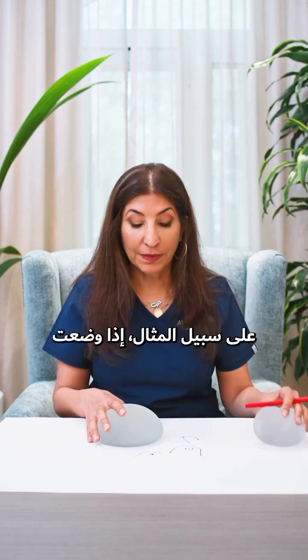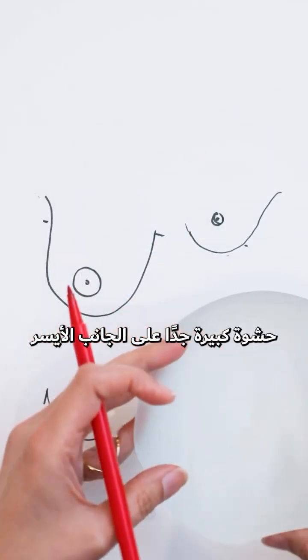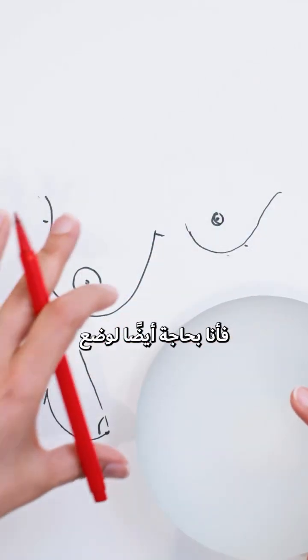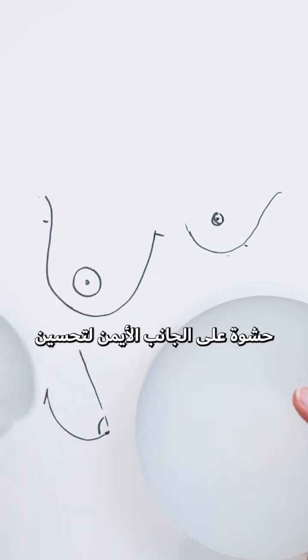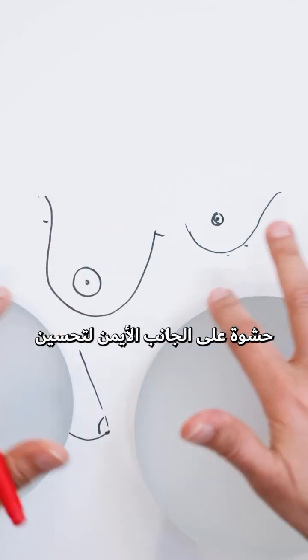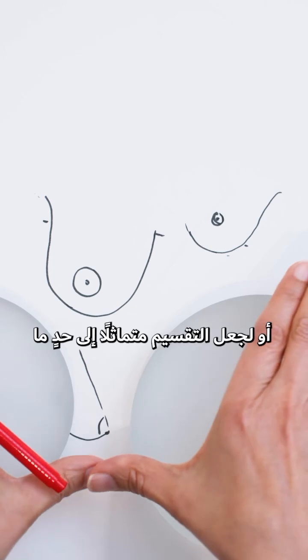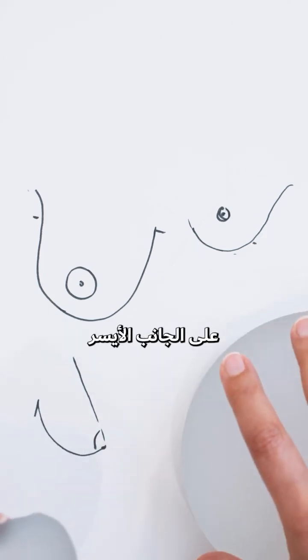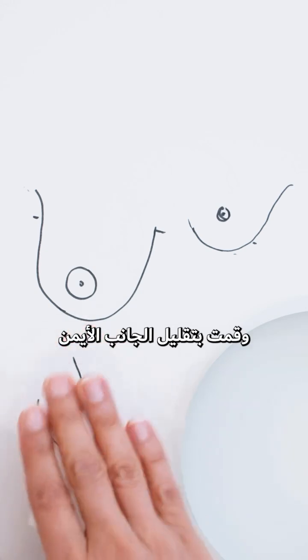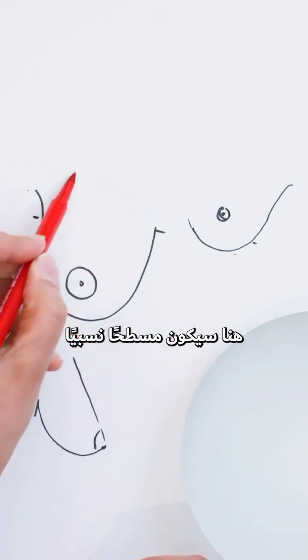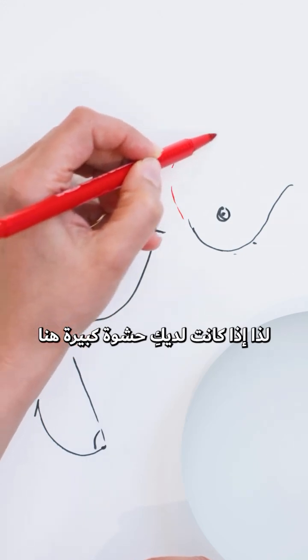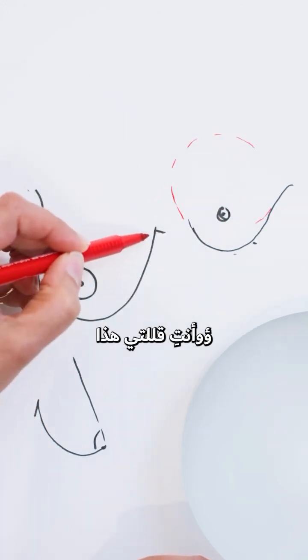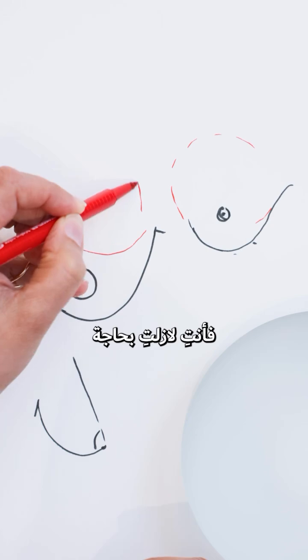So for example, if I put in a very big implant on the left side, I need to also put an implant on the right side to make the cleavage somewhat symmetric. Meaning, if I put a big implant on the left and I reduce the right side, the pole here will be relatively flat. So if you have a big implant here and you reduce this, you still have to put a small implant here so that the cleavage tends to be symmetric.